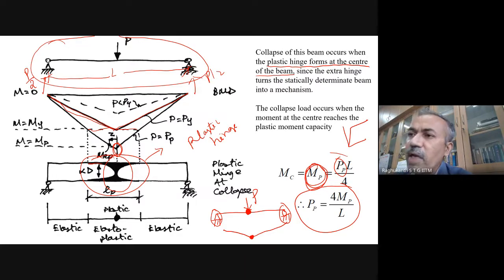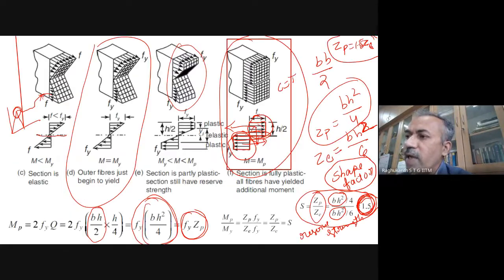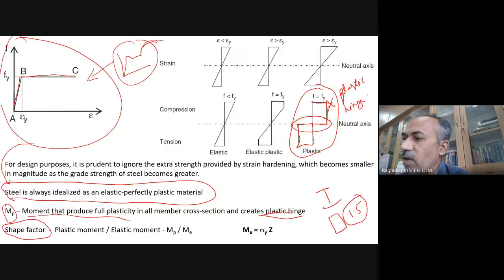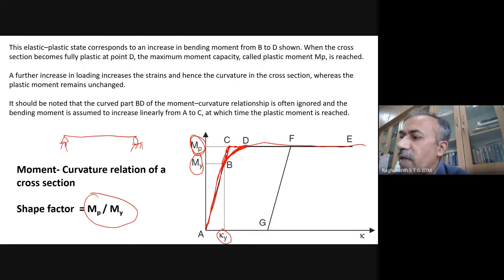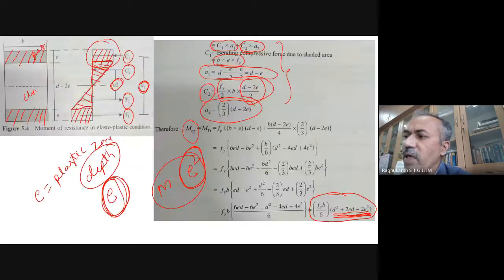So this is very easy for a simply supported beam, because it is determinate and very straightforward. And since we have ignored the non-linearity, all these complicated things like this portion, the non-linearity here, and strain hardening, all those things, it becomes very simple, very easy to calculate.